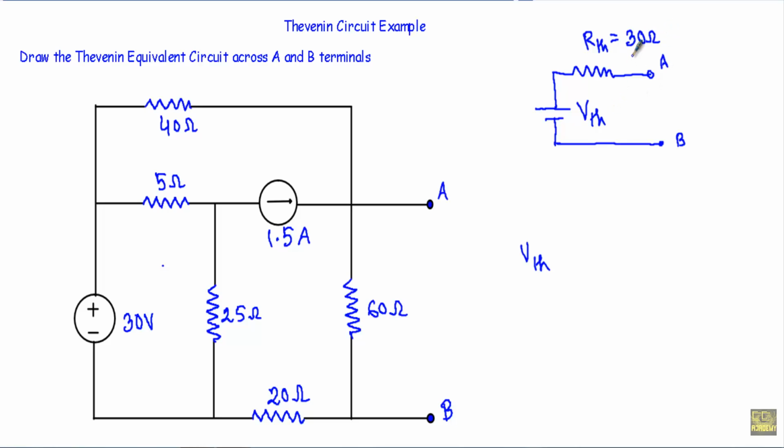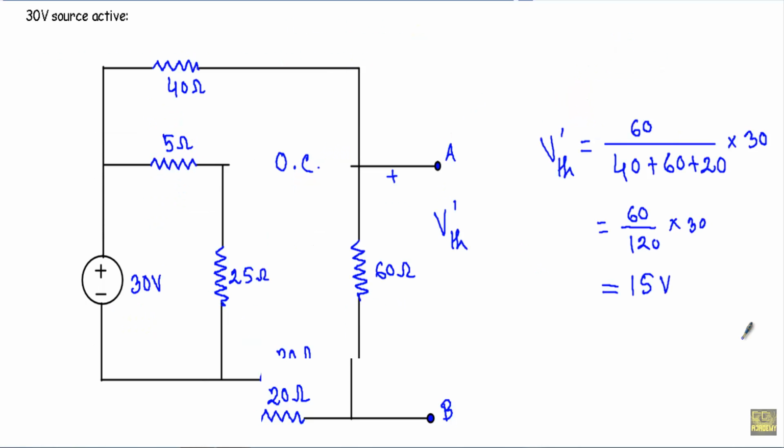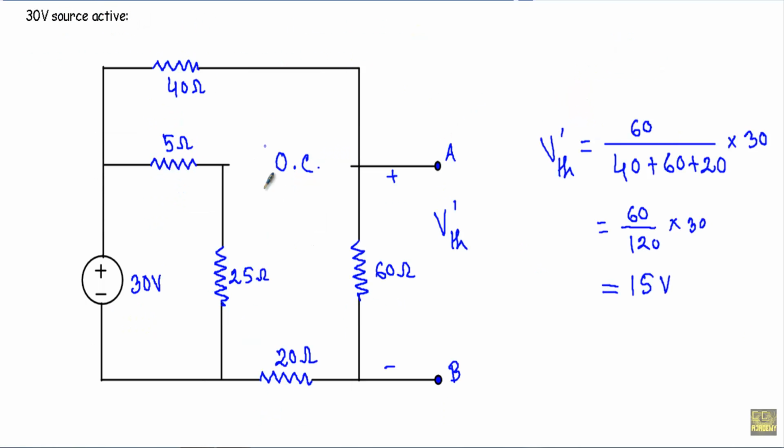After calculating RTH, I will have to calculate VTH. Here I have two independent sources in this circuit, this 30 volt and this 1.5 ampere. Therefore I will use the superposition theorem to calculate our VTH. So at first I will keep this 30 volt source active. Therefore I will replace this current source with an open circuit. If I keep the 30 volt source active, I replace the current source with an open circuit. There will be no current flow through this path.